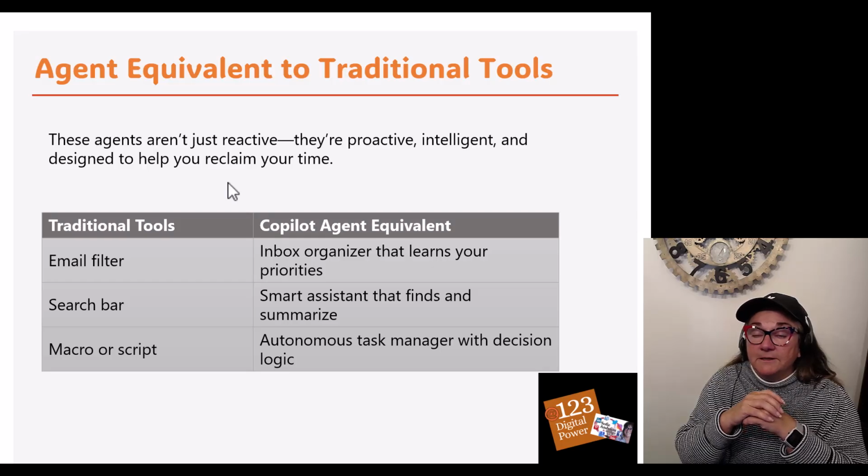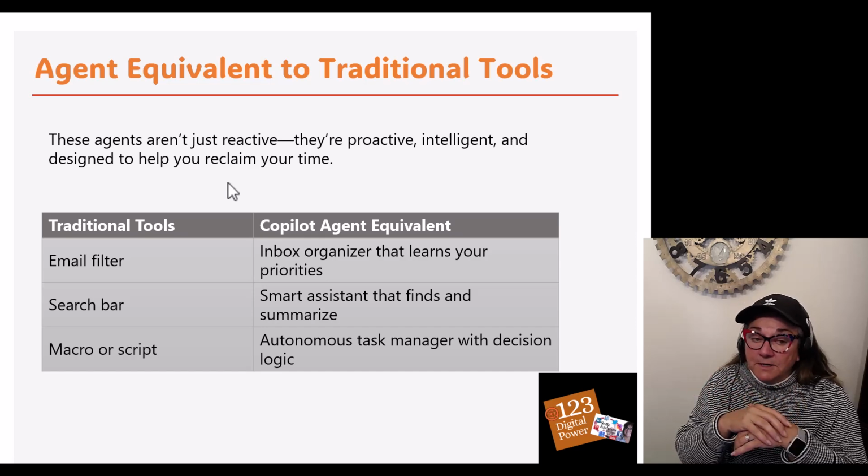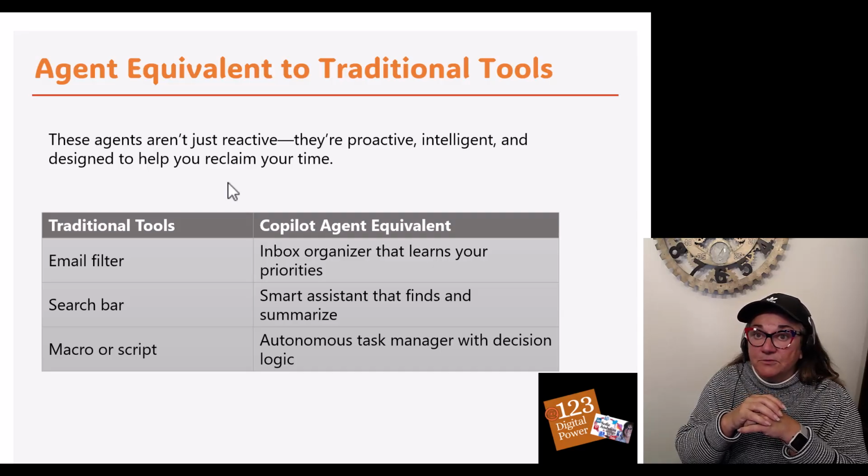So what Copilot or Gemini can do in your email is an email organizer that learns your priority. So it's going to understand which emails you want to read and how quickly you want to read them, and optimize your response to them. Search bar: smart assistants find and summarize much faster than the search bar does. That was in the top right corner.